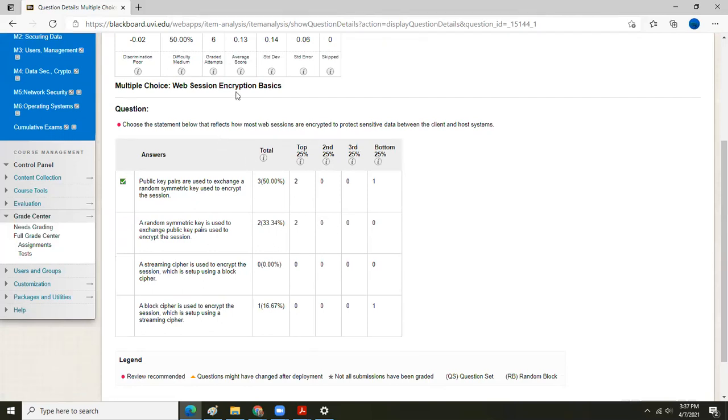Web sessions. When you encrypt a web session, basically a random symmetric key is generated for use on both sides of the connection for the session. But it has to be protected somehow. Public key pairs are used to exchange a random symmetric key used to encrypt the session. So we're using a public key when the session is initiated, and there are random symmetric keys.